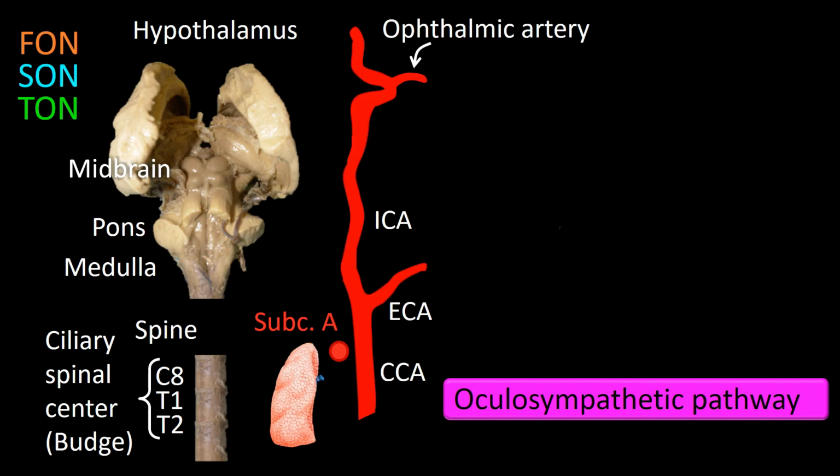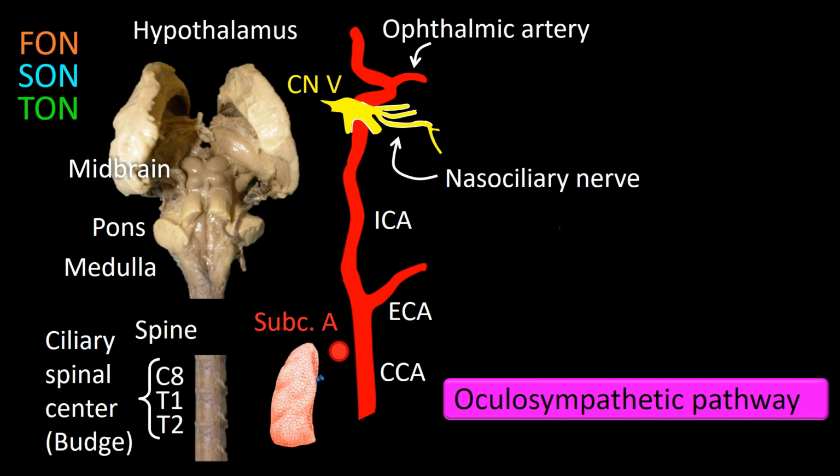The carotid artery system includes the common carotid artery, the external and internal carotids, and the ophthalmic artery. This funny looking structure is the trigeminal ganglion with its three divisions and the three branches of the ophthalmic division. One of these divisions is the nasociliary nerve. I will explain this structure in the next few frames.